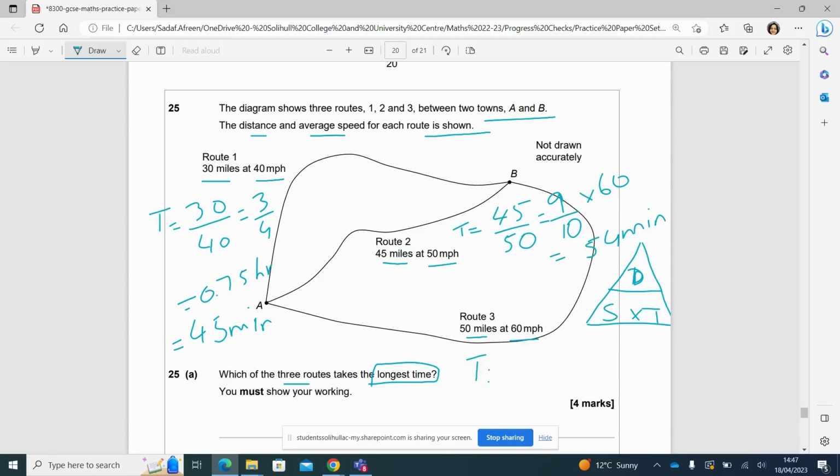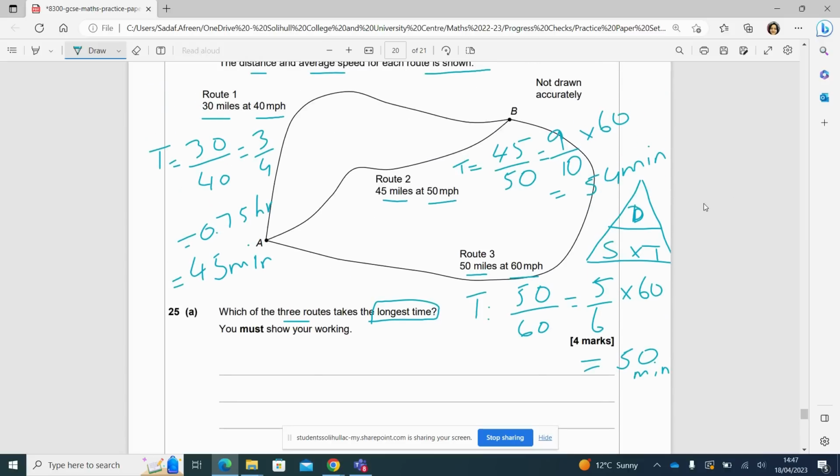Now, the time it takes to go through route 3 is distance, again, which is 50, divided by the speed, which is 60. Again, we simplify the fraction, that gives you 5/6, multiply by the number of minutes, which is 60. 60 divided by the bottom number, 60 divided by 6, is 10, and 10 times 5 is 50 minutes.